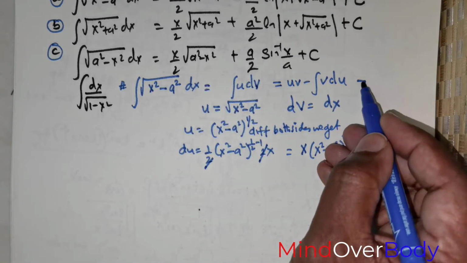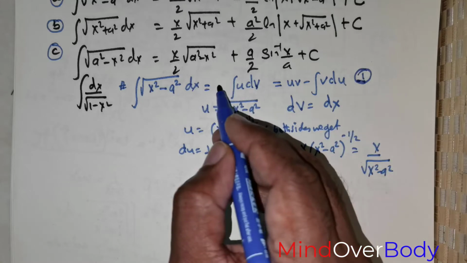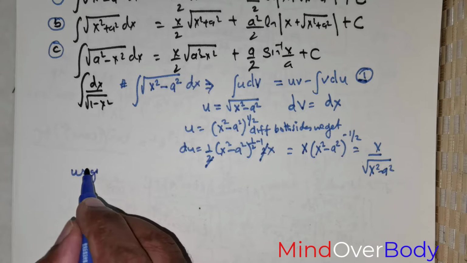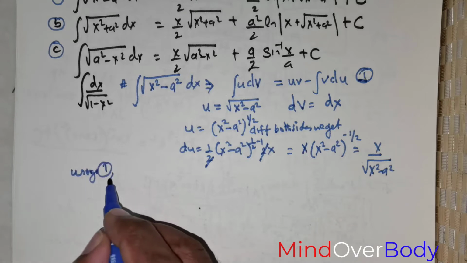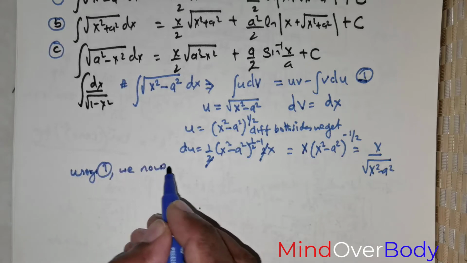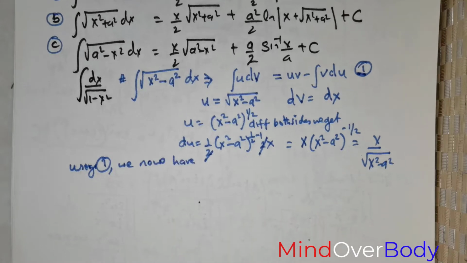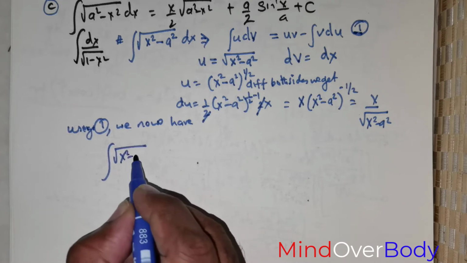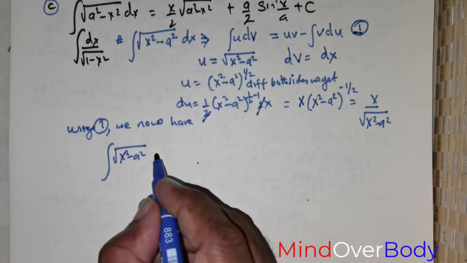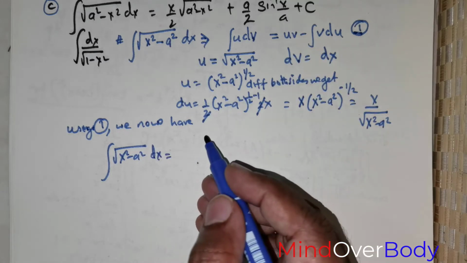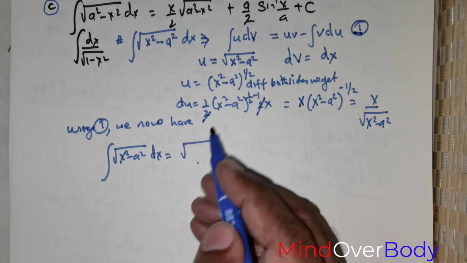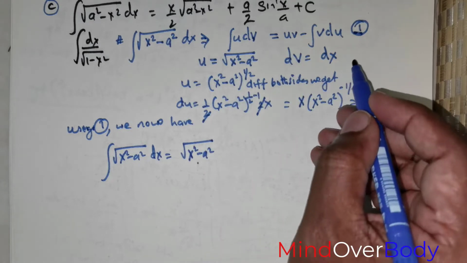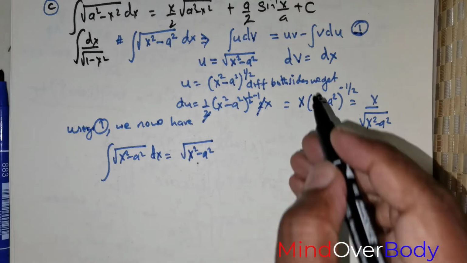So if I were to take this as 1, now using 1, we now have the integral of u, which is root of x squared negative a squared, and my dv is dx. This is equal to u times v, where my u is root of x squared negative a squared, and my v, okay, let's go and obtain our v.